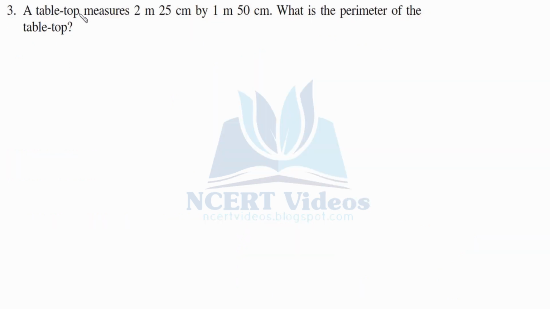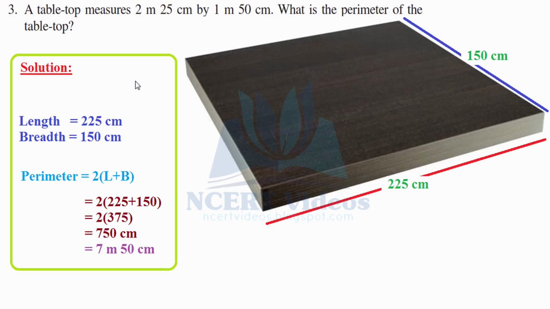Question third. A tabletop measures 2 meter 25 centimeter by 1 meter 50 centimeter. What is the perimeter of the tabletop? Well, this is another rectangle. You can see here it measures 2.25 meter, that is 225 centimeter when you convert into centimeter. Similarly, 150 centimeter in breadth. So this is again 225 because opposite sides of a rectangle are equal. This is 150.